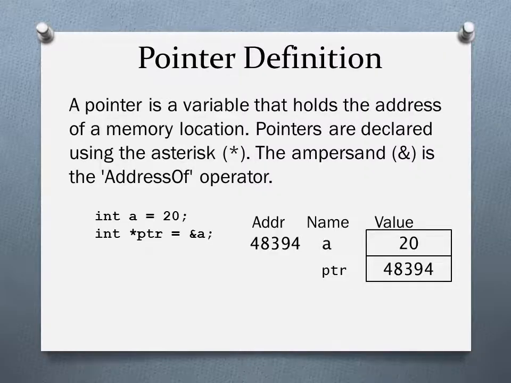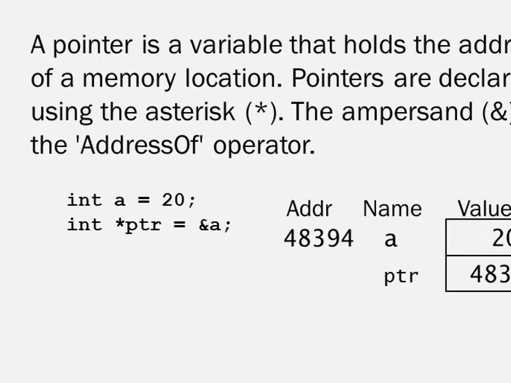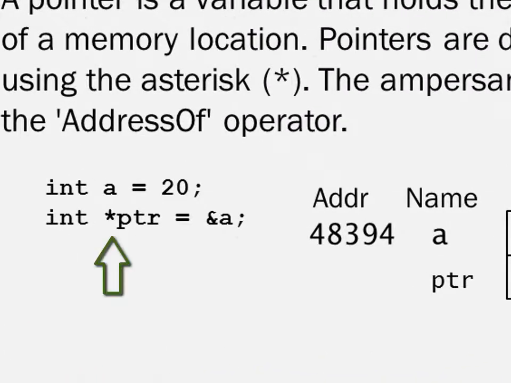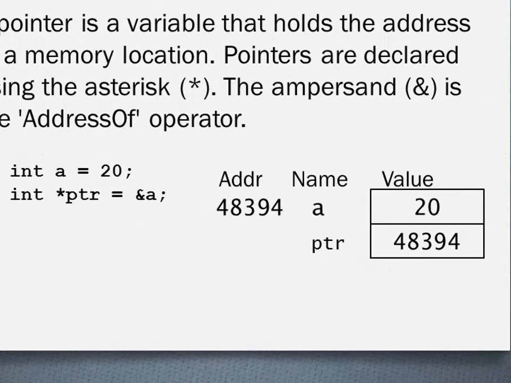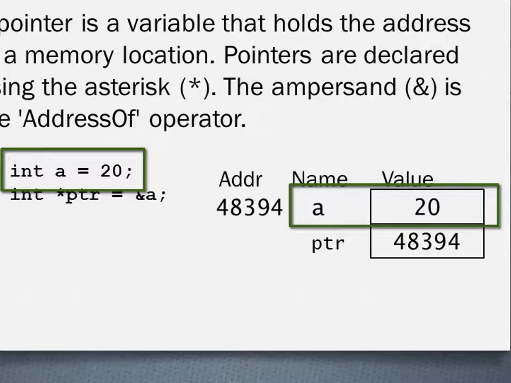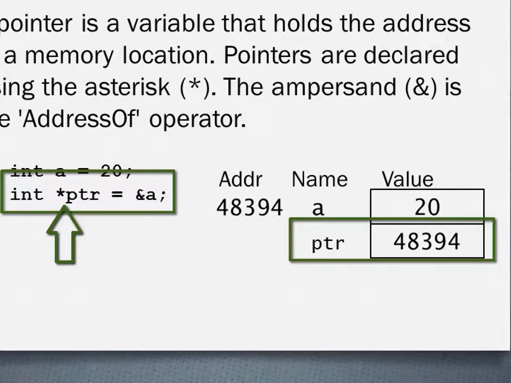Here is a definition for pointers. A pointer is a variable that holds an address of a memory location. Pointers are declared using the asterisk. The ampersand is the address-of operator. Right here I have int a equals 20, so I have a variable named a, and the contents is 20. Int star ptr equals ampersand a.